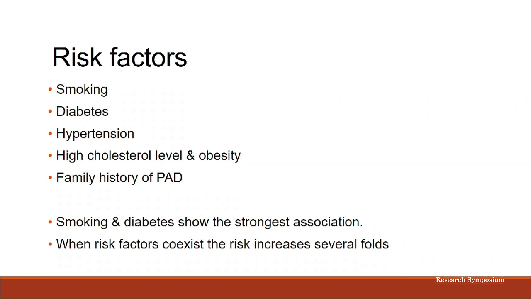The patient will be at higher risk if they are a smoker or have long-standing diabetes. Also, if they have hypertension, high cholesterol level, obesity, and family history of cerebrovascular disease. Smoking and diabetes show the strongest association. And in fact, as the risk factors coexist, the severity will increase several fold.